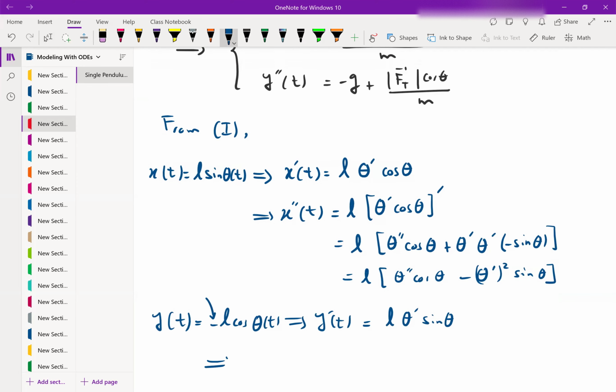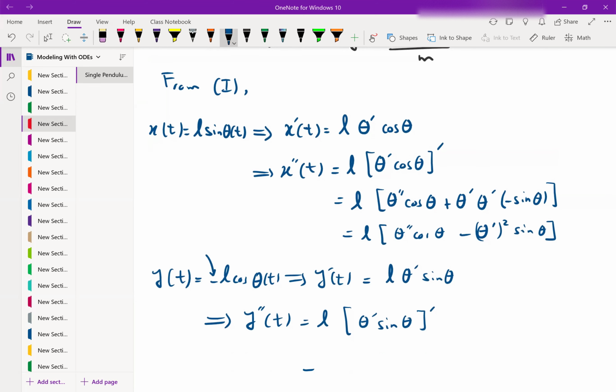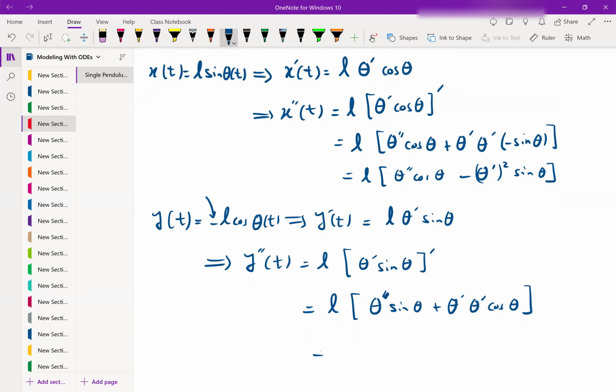And so I can easily compute the second derivative now. I keep the L, which is a constant, and now I have to take the derivative of theta prime sine theta using the product rule. This is equal to L times the derivative of the first term times the second term, plus the first term times the derivative of the second term: the derivative of the inner function, and the derivative of the outer function evaluated at the inner function. So this is equal to L times theta double prime sine theta plus theta prime squared cosine theta.